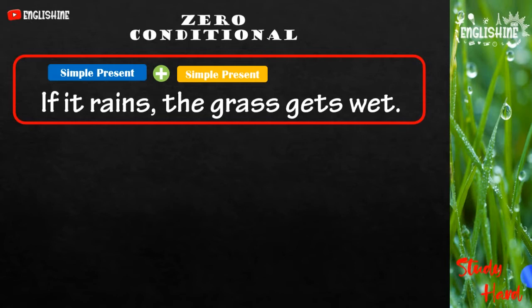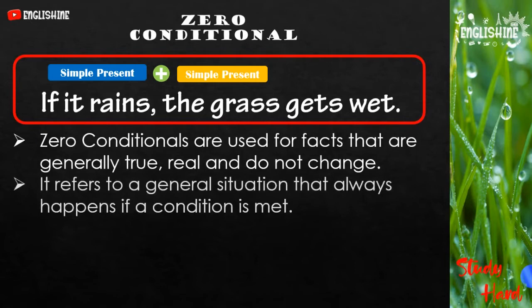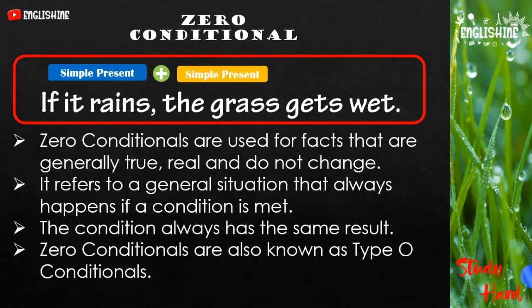What does it mean? Zero conditionals are used for facts that are generally true and don't change. It refers to a general situation that always happens if a condition is met. For example, in the rules of a game, the condition always has the same result. Zero conditionals are also known as type zero conditionals.